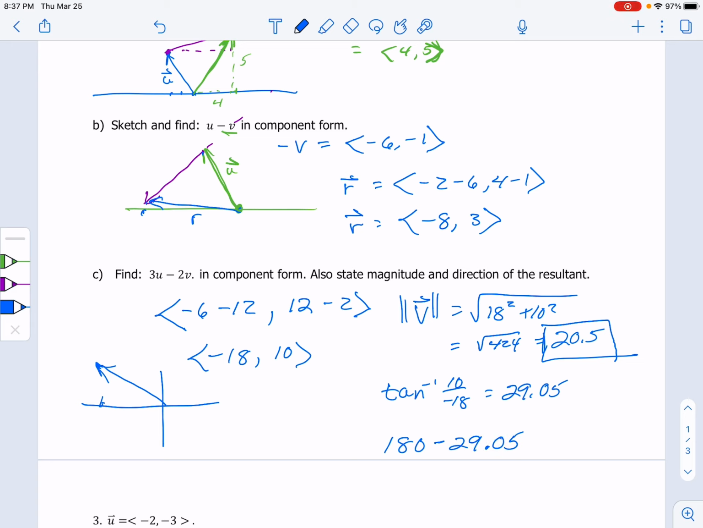How do you know which quadrant? Because this is negative and that's positive. That's the second quadrant. Okay? So this is your angle, which is 150.95. That is degrees. Okay?